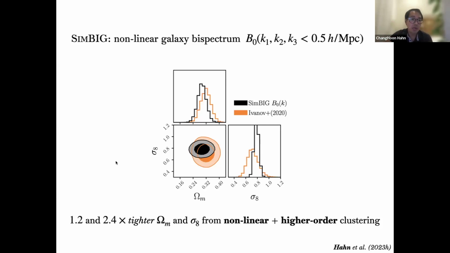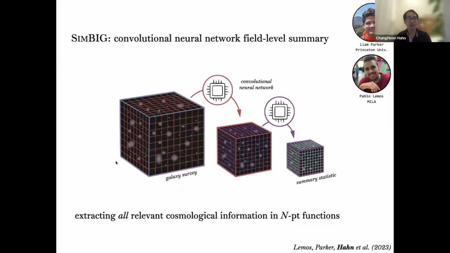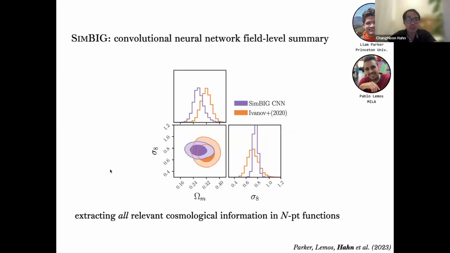In addition to the bispectrum, we also tried another summary statistic, which was a convolutional neural network summary of the galaxy field. You can think of this as an attempt to extract all of the relevant cosmological information in not just the 2-point and the 3-point, but all of the n-point functions. And when we apply SIMBIG to this, we find consistent improvements from the bispectrum in improving both sigma 8 and omega matter.